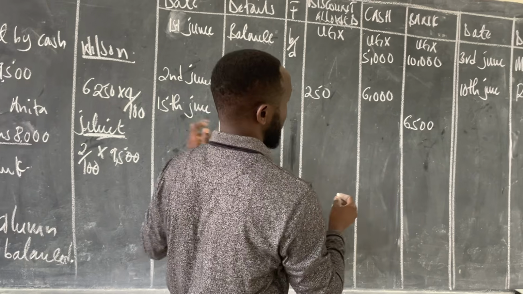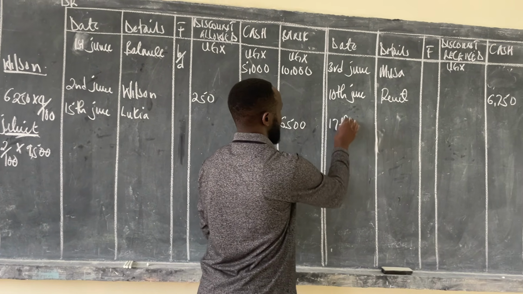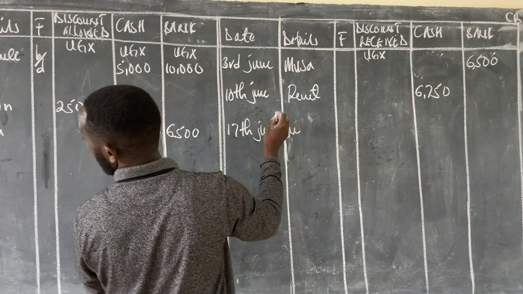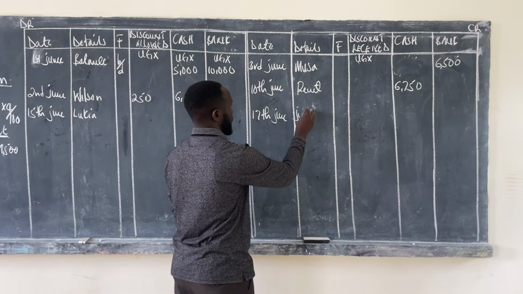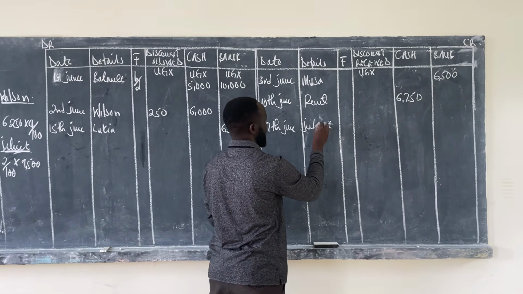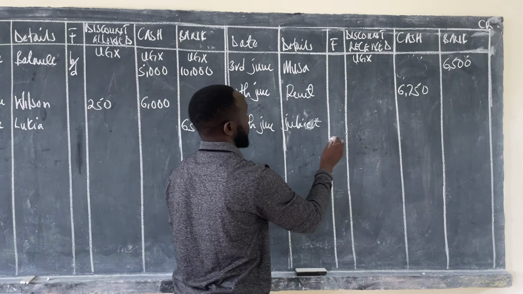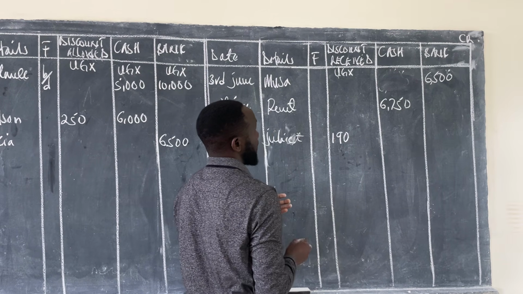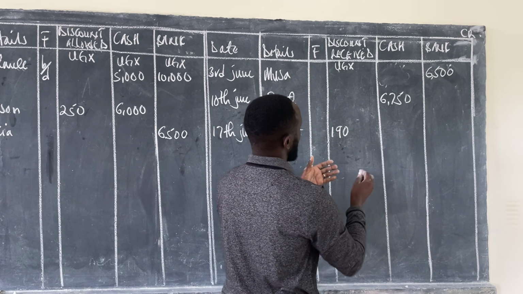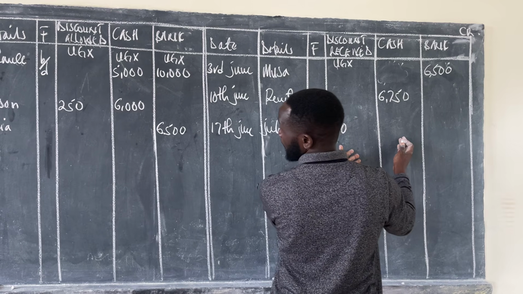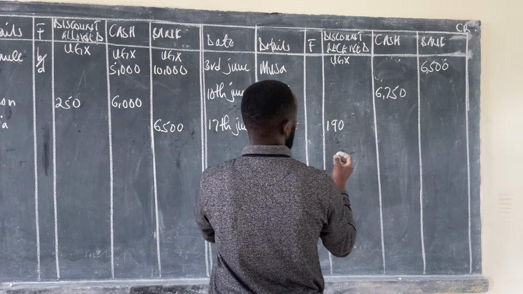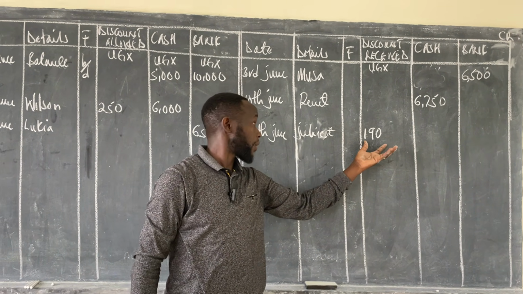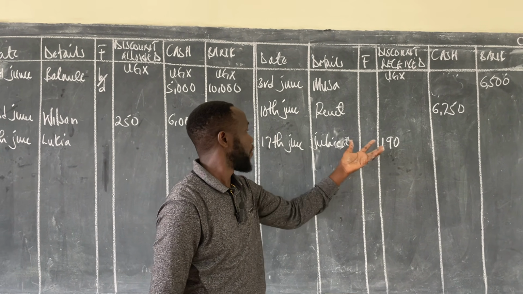So on the 17th, you come on the credit side, 17th, Juliet. How much is the discount? 190 shillings. And how much are we remaining with, and in which column? So we have the discount allowed of 190. Discount received of 190 from Juliet.